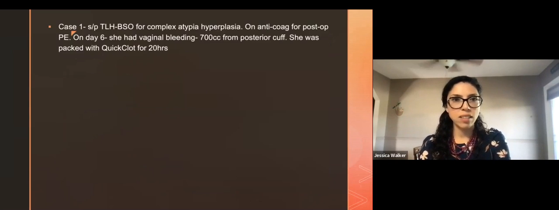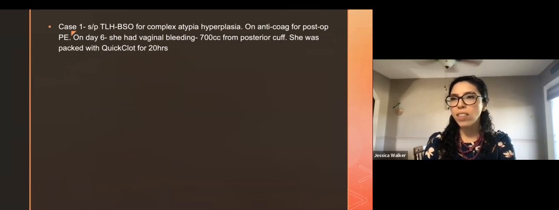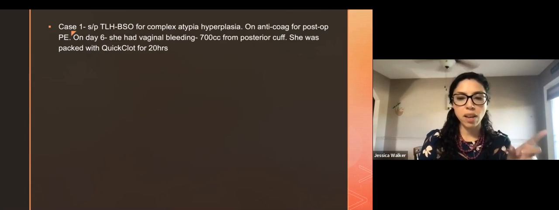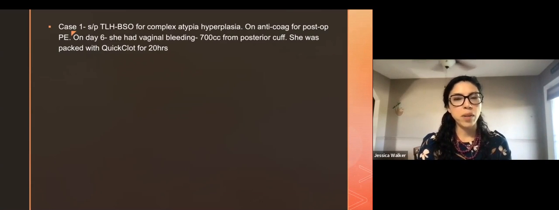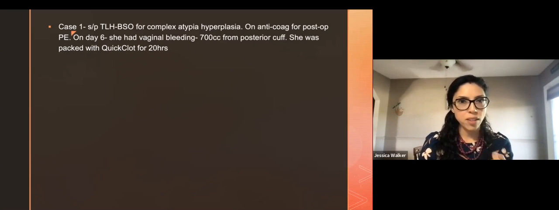What else, guys? Oh, what is this? Okay, so I have like two to three case reports that I found on QuikClot. Anyway, these cases came from my gynecologic oncology journal. So all of these are about abnormal pathology.